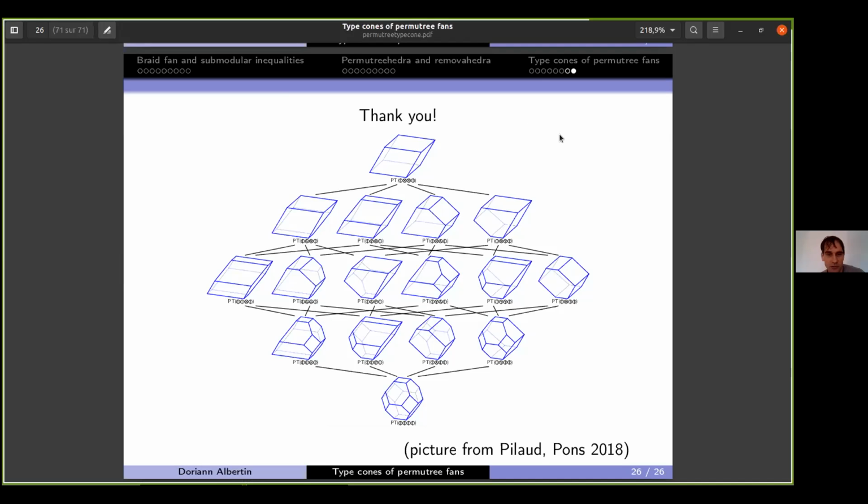And do we have questions? Hi, Doriann. I have a question. Yes. So I want to ask, here you have 4 to the n possible decorations, right? For any given n. And so for large enough n, is it true that the 4 to the n permutrehedra that you get from each of these decorations are different as polytopes?